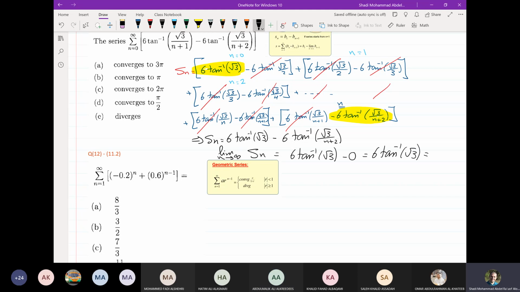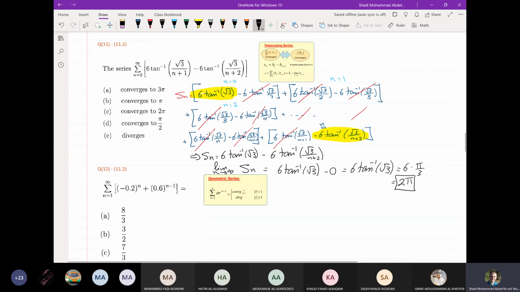Tan inverse of root 3 is pi over 3. 6 times pi over 3 is equal to pi. So this series converges and its sum is pi. Any test that gives you whether it converges or diverges along with the sum is very strong. So the telescoping series is fantastic because it gives you the sum and whether it converges or diverges. So the answer is C. Is that clear?